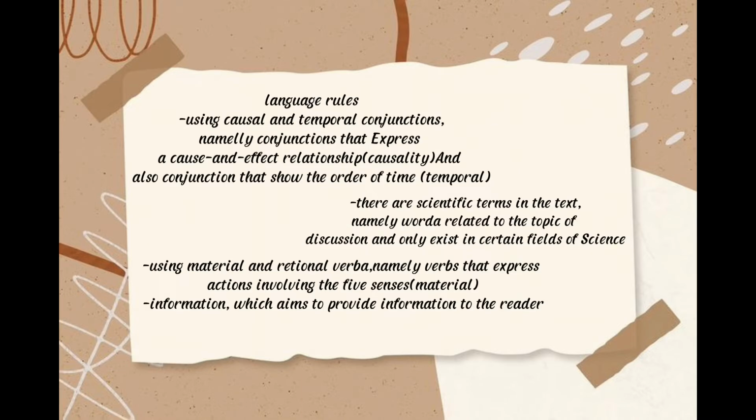Language rules. Using causal and temporal conjunction, namely conjunction that express a cause and effect relationship, causality, and also conjunction that show the order of time, temporal. There are scientific terms in the text, namely words related to the topic of discussion and only exist in certain fields of science. Using material and rational verb, namely verb that express action involving the five senses, material. Informative, which aim to provide information to reader.